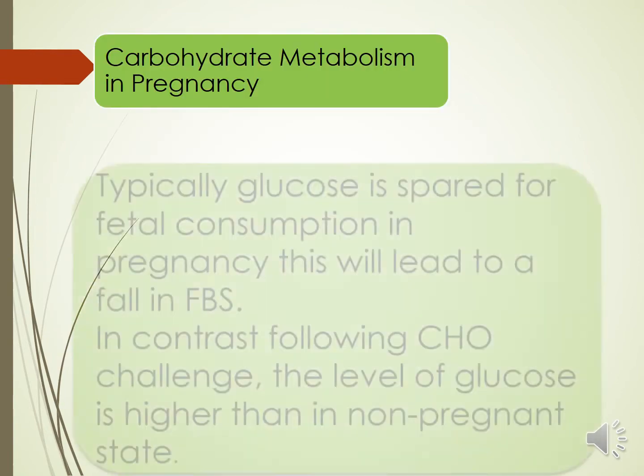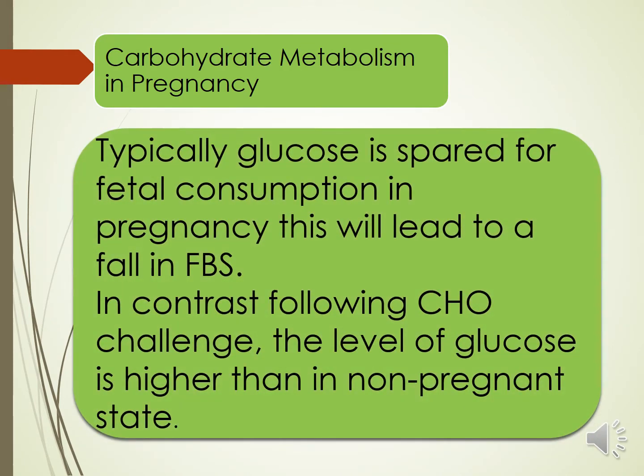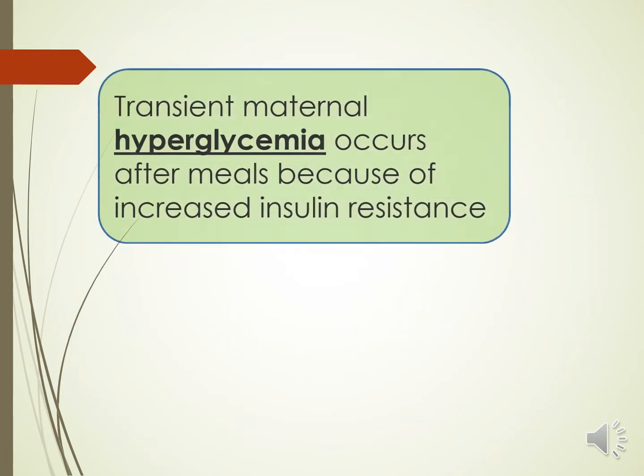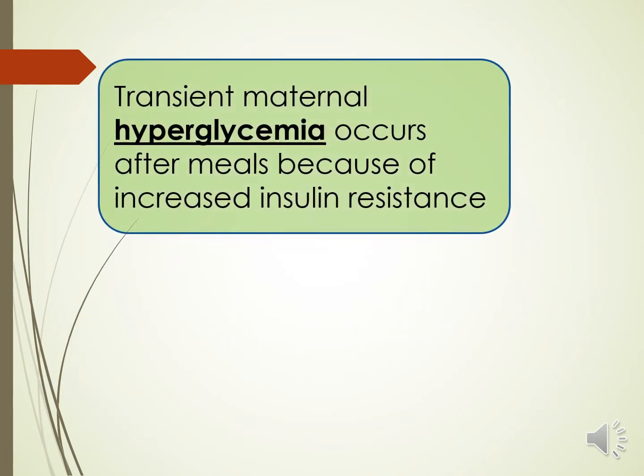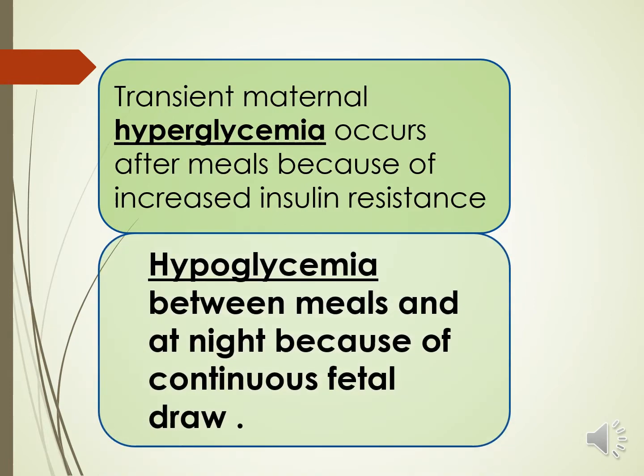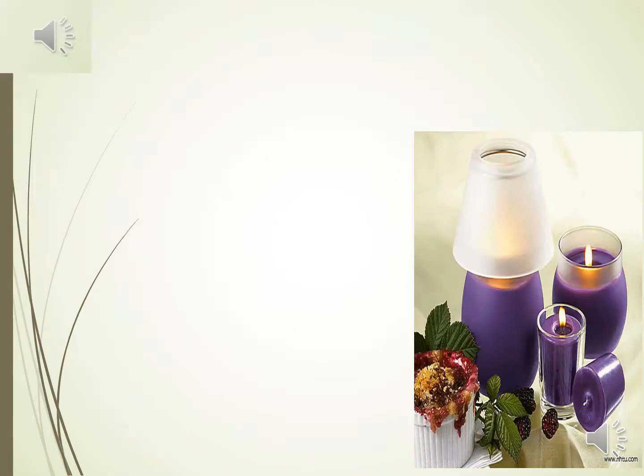Regarding physiological changes, typically glucose is spared for fetal consumption in pregnancy. This will lead to a fall in fasting blood sugar. In contrast, after a carbohydrate meal, the level of glucose is higher than in non-pregnant patients. Thus, during pregnancy, we have transient maternal hyperglycemia after meals, mainly because of increased insulin resistance, and hypoglycemia between meals and at night because of continuous fetal draw of glucose.